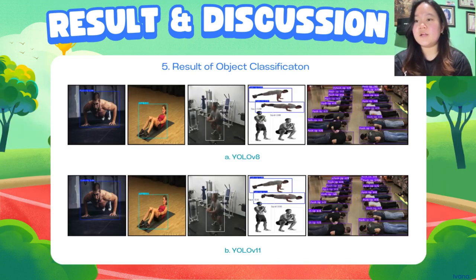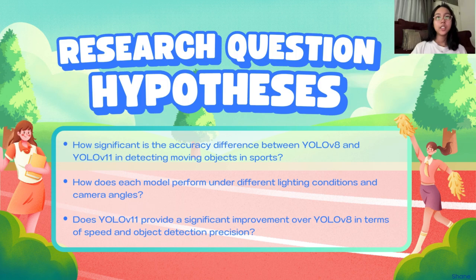These are the object classification results comparing YOLOv8 and YOLOv11. This study answers three main questions. First, is there a significant difference in accuracy between YOLOv8 and YOLOv11? Second, how do lighting conditions and camera angles affect performance? And third, is YOLOv11 better at detecting fast movement? The results support the hypothesis that YOLOv11 is superior overall, especially in complex conditions.